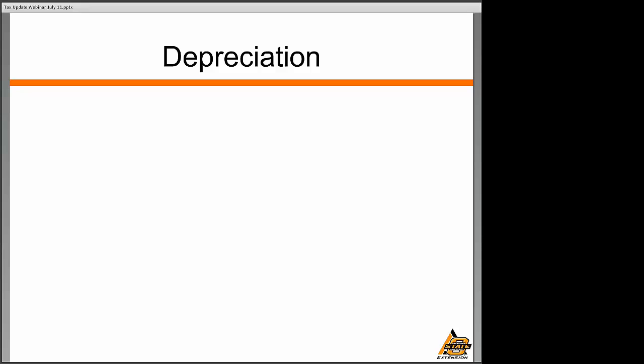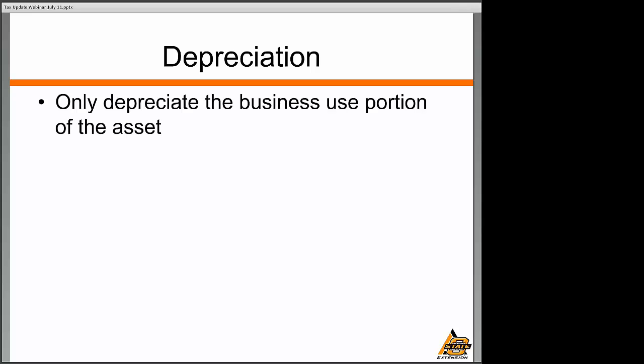The first thing being brought up is changes. Like we said, we're going to talk about what happened with the 2015 Act and what we're going to look at for the coming years. The only depreciation we're allowed is on the business use portion of an asset. So if an asset is used 50% for business and 50% for non-business use, we only depreciate the 50% that applies to the business side. It can be less than that, but again, only the business portion is allowed depreciation.